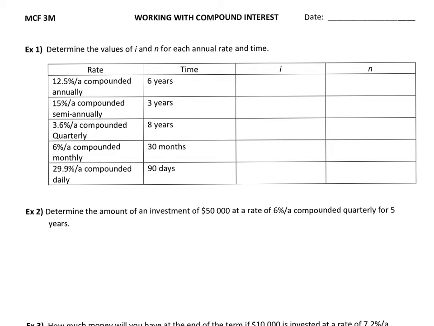We're going to work with some compound interest here. The first example is asking us to determine the values of I and N for each annual rate and time. Now remember, I is the interest rate per compounding period and N is the total number of times it will compound. So the first example is 12.5% per year, and it's compounding annually, which means once per year.